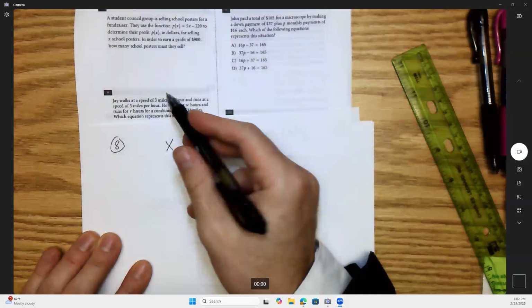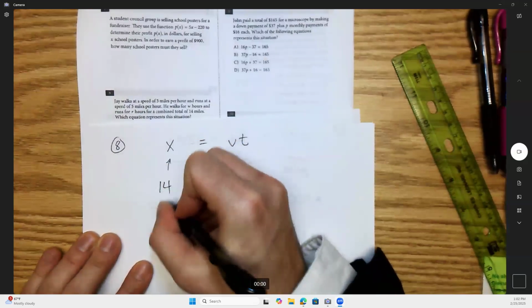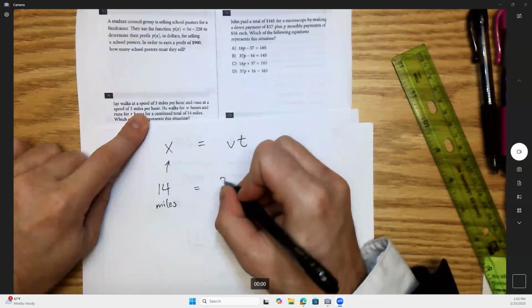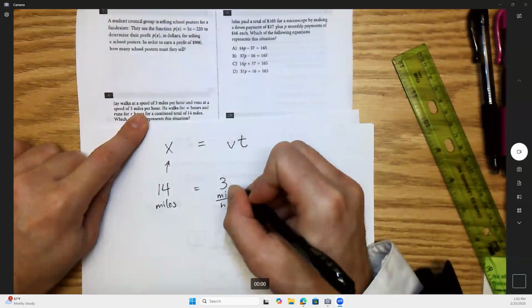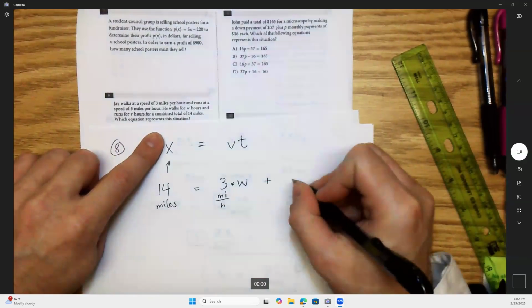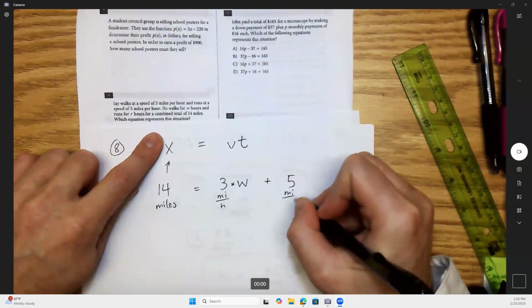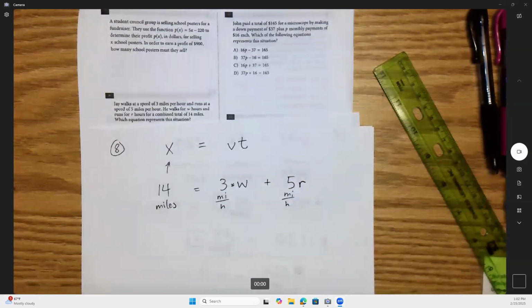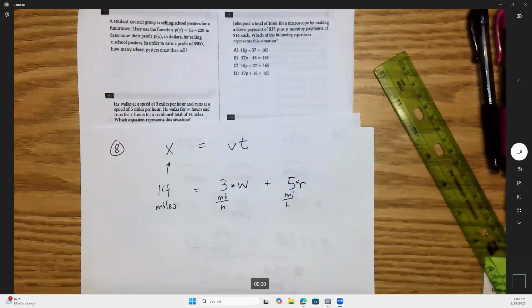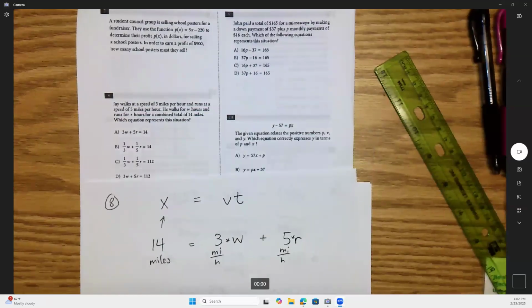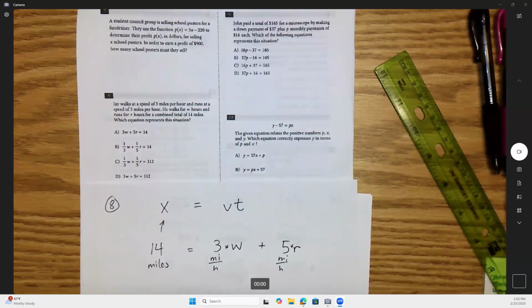Okay. He's going 14 miles. Now he can walk at 3 miles per hour for some number of hours walked, which is W, plus he can run at 5 miles per hour for some number of hours run, which is R. Okay, is that clear? Just like that? I wonder if that's the answer they're looking for. That's probably it. Oh, that looks like option A. Yeah, the answer is A. Number 8 is A. Okay, you guys see how to get A?